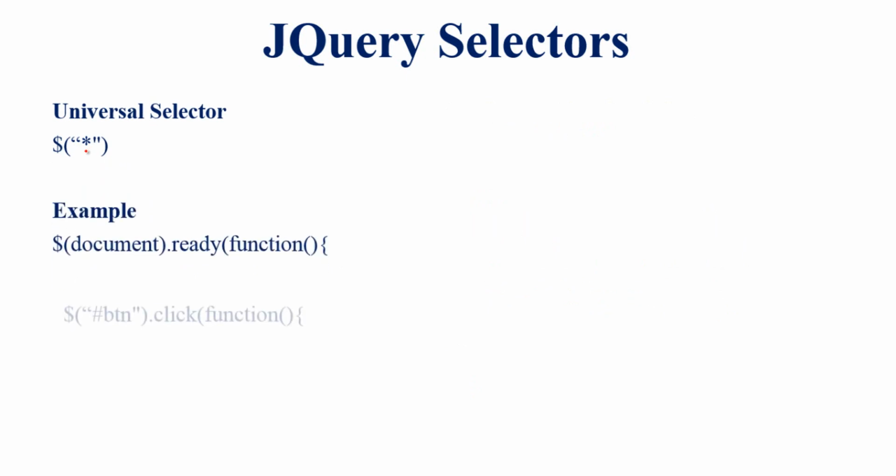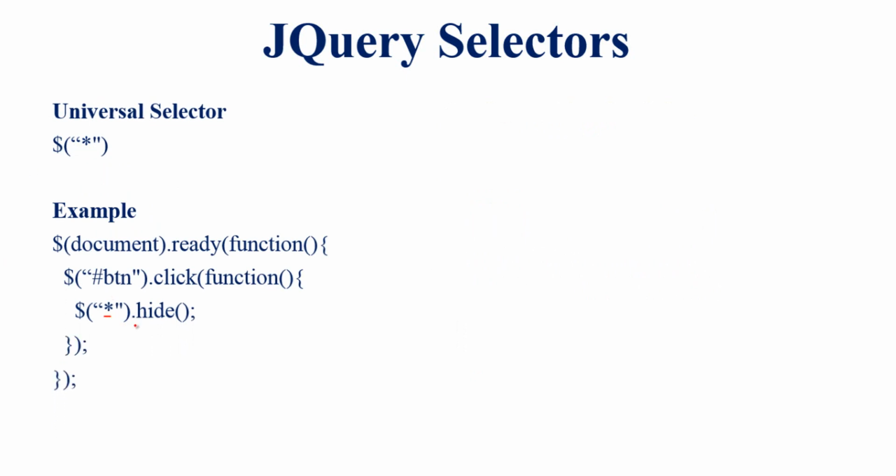Another is the universal selector. For the universal selector, you have to put a star symbol. It means all the HTML elements of the document. When we want to target all the elements of a document, we use the star symbol. For example, the document.ready function, and then it means that all the document elements should hide. So these are the different types of selectors we discussed in this class.